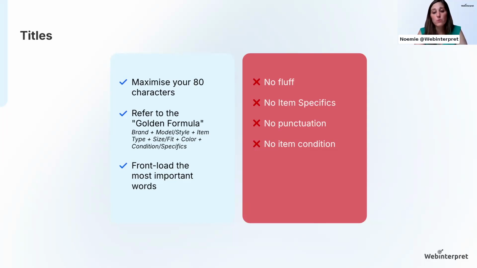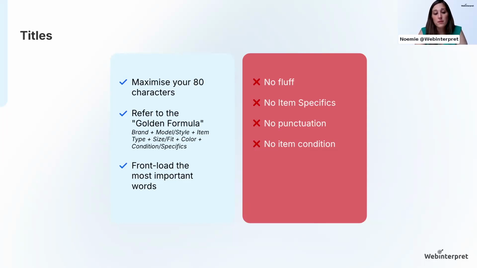If a buyer wouldn't type it in the search bar, it doesn't belong in your title. No fluff. Words like amazing, messy, wow are not only useless, eBay has stated they can reduce your click-through rate by up to 4 times. That's not a small penalty.